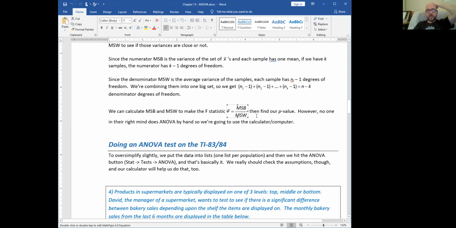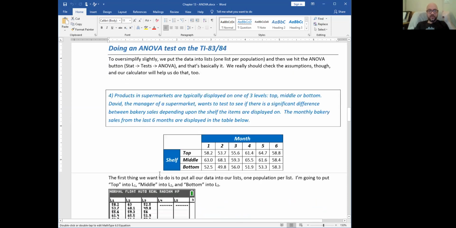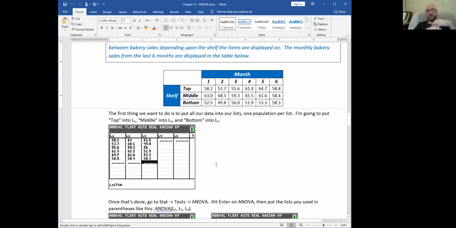Yeah, that's what MSB and MSW are. Your calculator uses entirely different terms, which we will see in just a second. So I want to run through this just to get you used to doing an ANOVA test, and then we'll talk about what it all means. I'm going to type all this into the calculator, and I would encourage you to do the same.